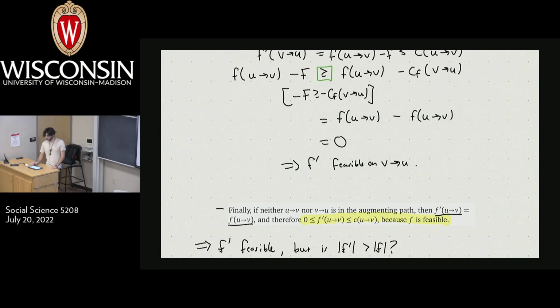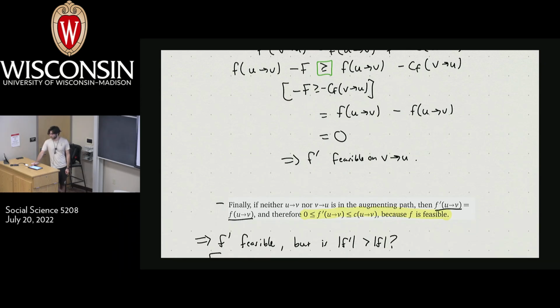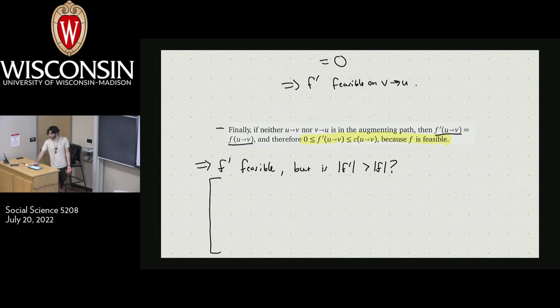Okay. So those are all three cases. So now we know f prime is indeed a feasible flow in our graph. So then the question is, okay, we know it's feasible, but is it always bigger than f? In the example, it was bigger than f, but is this always true? Yes, it is always true. Otherwise, we wouldn't have a theorem to prove. So why is it true?